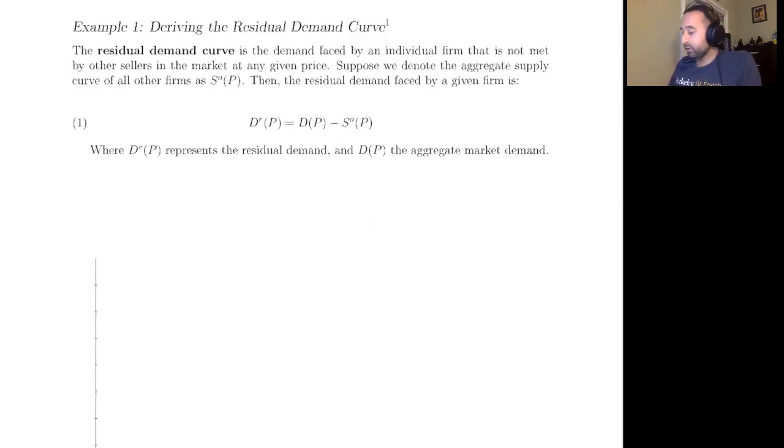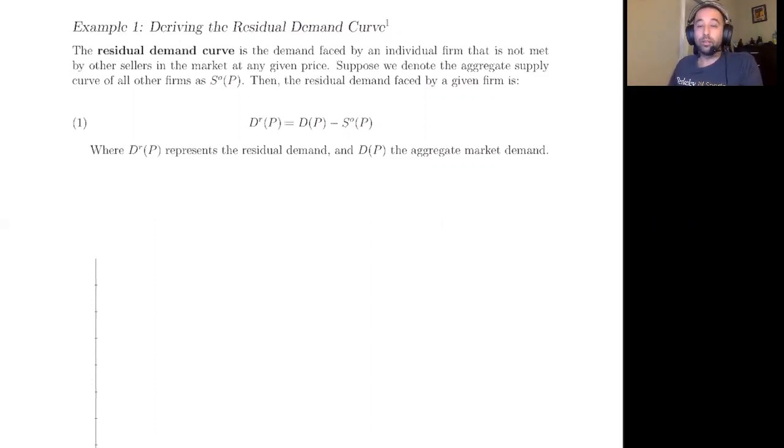Okay, so let's denote the aggregate supply curve of all other firms, that are not this firm that we're talking about, hypothetically, as S superscript O of P. Okay? And so we can define the residual demand mathematically, in equation 1, as equal to the aggregate demand in a market, the market demand curve, minus the supply of all the other firms in the market.